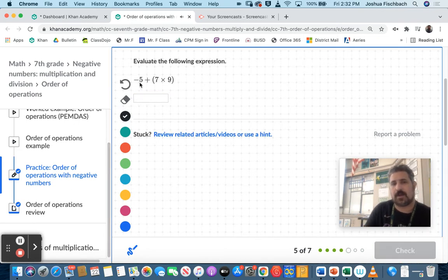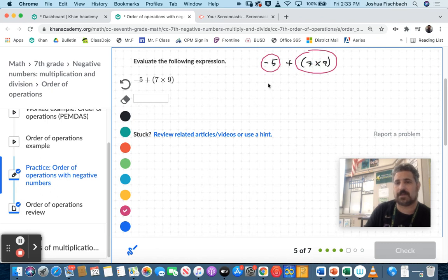For this one, you've got negative 5 plus the quantity of 7 times 9. You could think of this, if you wanted, as a two-term situation, because it is. But because of the parentheses, it's not really that hard to see that it's just going to be the parentheses first and then combine. But this is the first term. We got negative 5. The second term is going to be the quantity of 7 times 9.